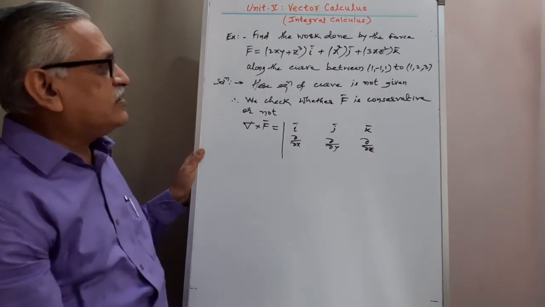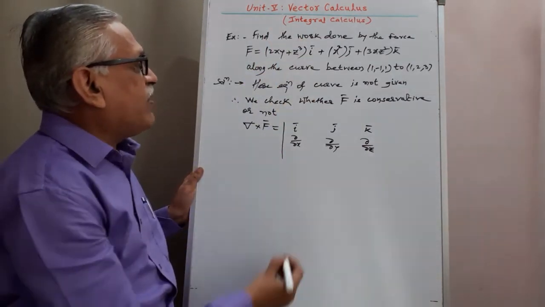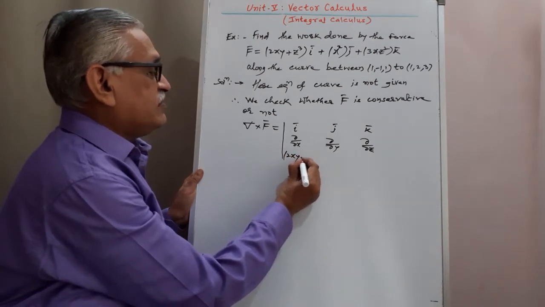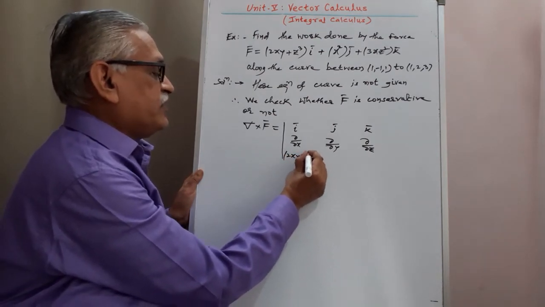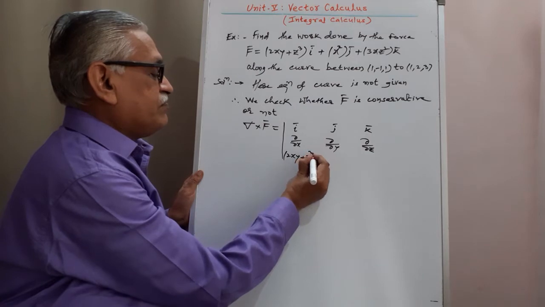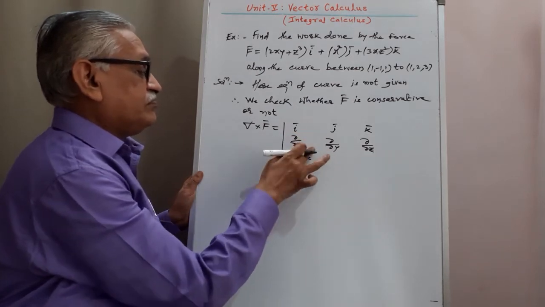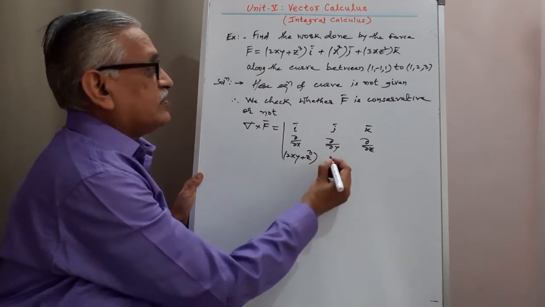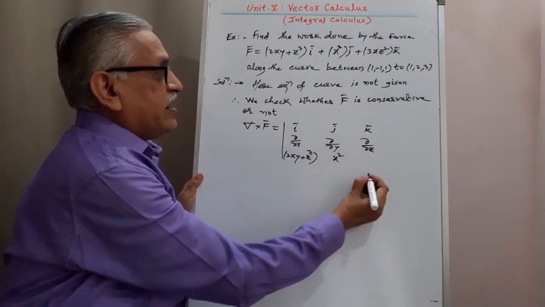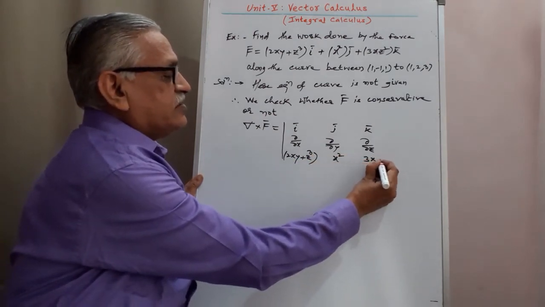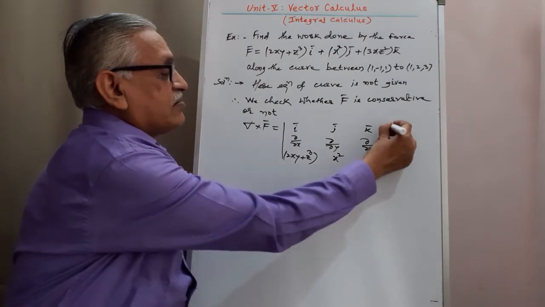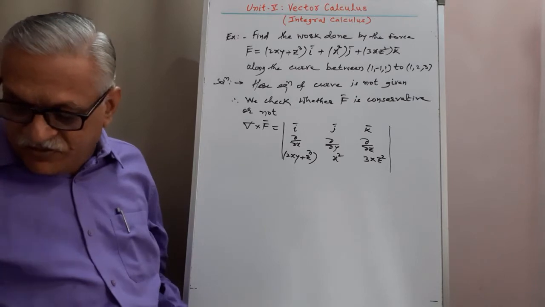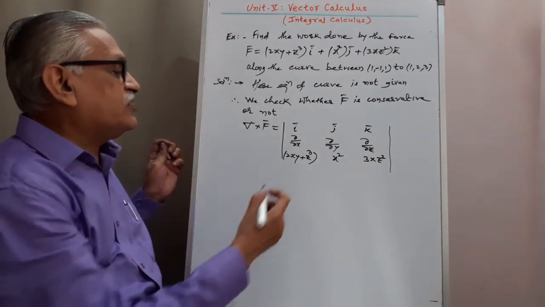And in the third row, the components of F bar: the first component is 2xy plus z cube, then x square, and third 3xz square. Then we evaluate it as usual, as a third order determinant.